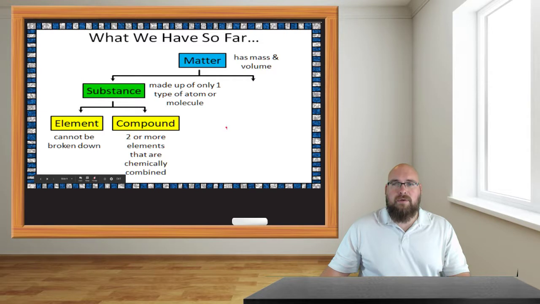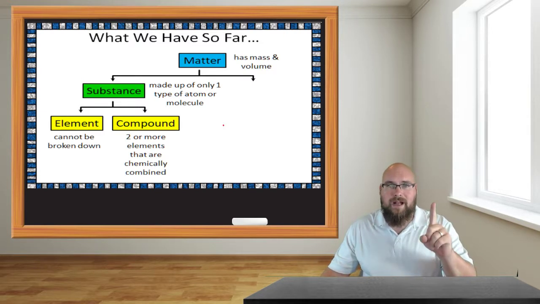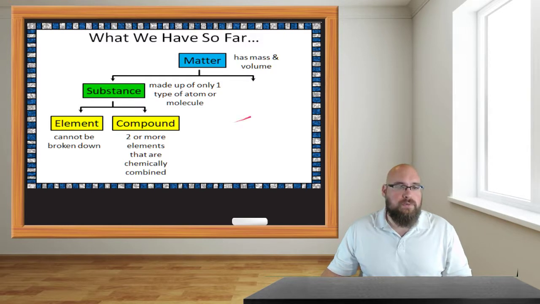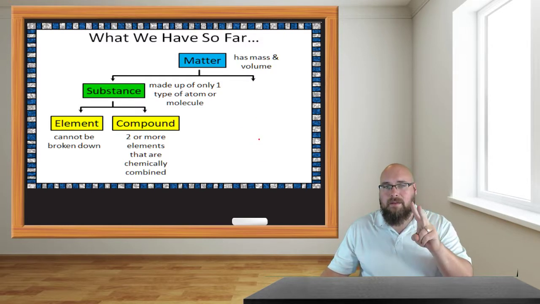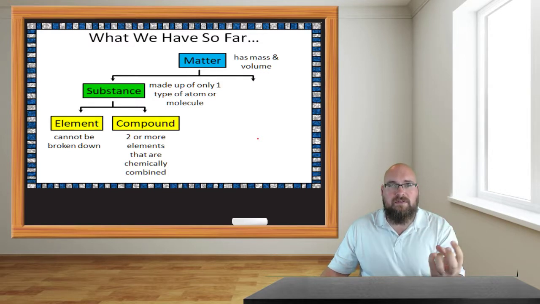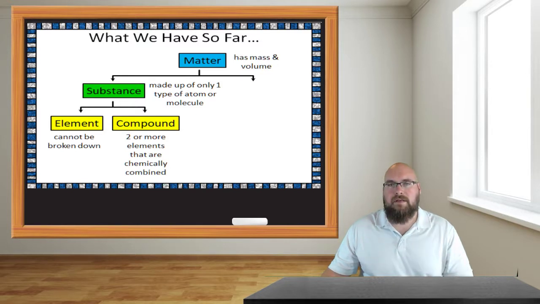Okay, so let's see where we're at now. So far we know matter has mass and volume. We have substances. Substances are made up of only one type of atom or one type of molecule. Those can be broken down into 2 groups, called elements and compounds. Elements cannot be broken down any further. They're in their simplest form, the simplest building block of the universe. Compounds take those building blocks, those elements, combine at least 2 together, maybe more, and chemically combine them to attach to each other to make a totally new substance.